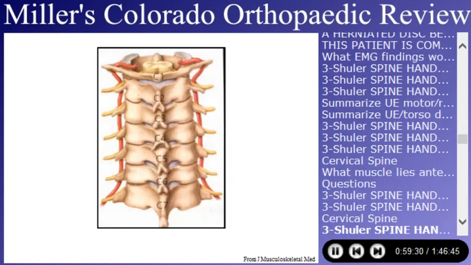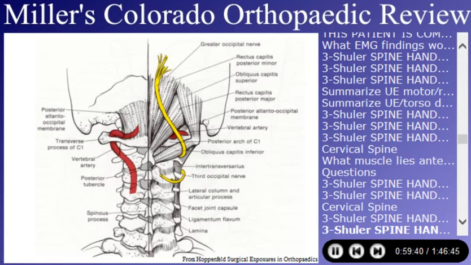Shown here, it traverses C6 through C1. Its relationship up here is particularly important, which we'll highlight on a test question. Right here is this greater occipital nerve. We'll highlight a test question on that.